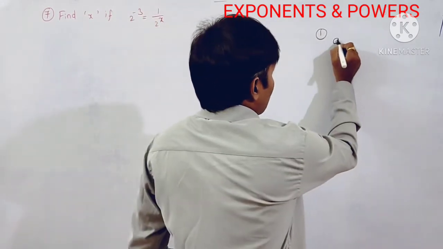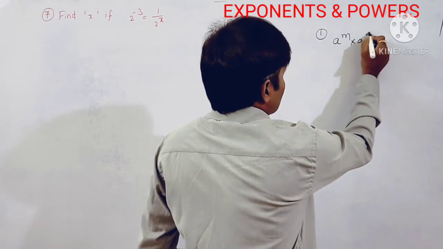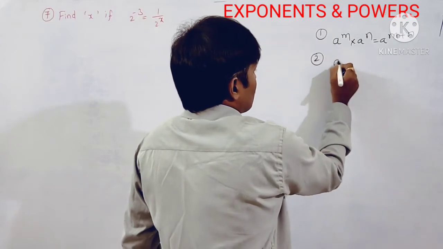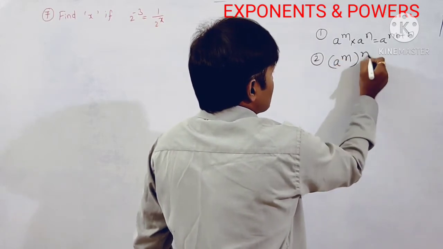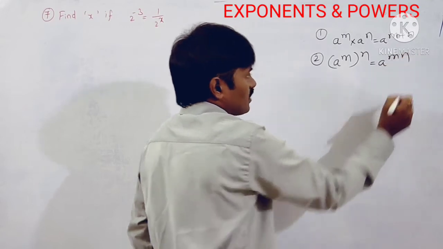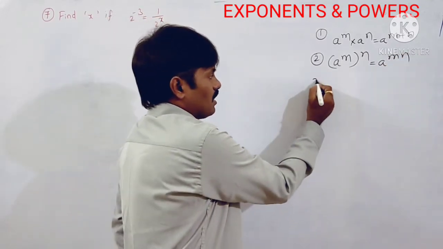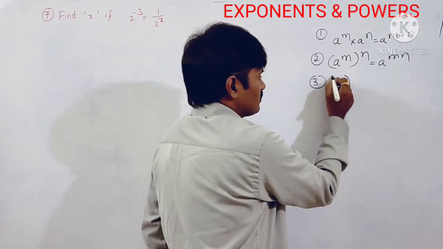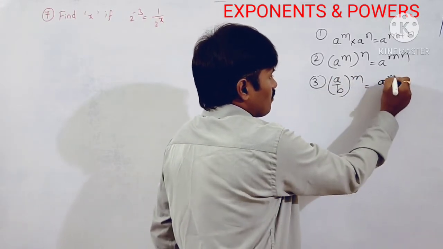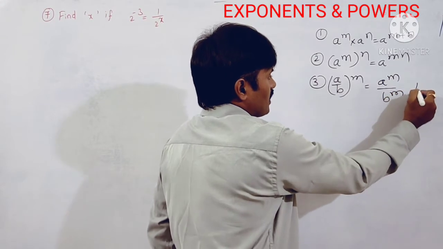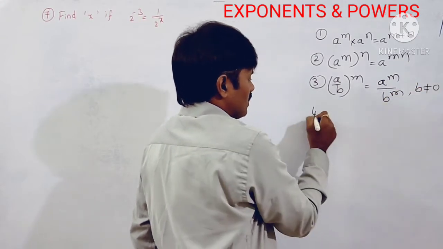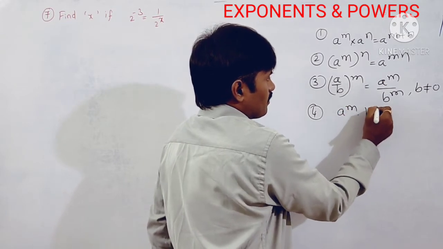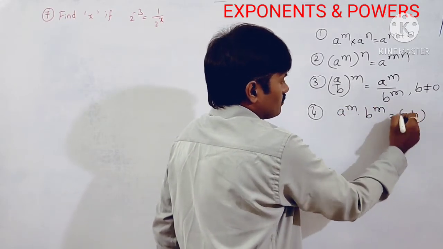a to the power of m into a to the power of n is equal to a to the power of m plus n, and a to the power of m whole to the power of n is equal to a to the power of m into n, and a by b whole to the power of m is equal to a to the power of m by b to the power of m, where b is not equal to 0, and similarly a to the power of m into b to the power of m can be written as ab whole to the power of m.